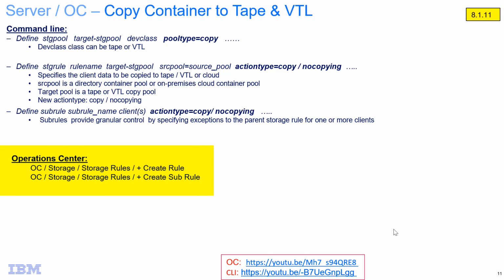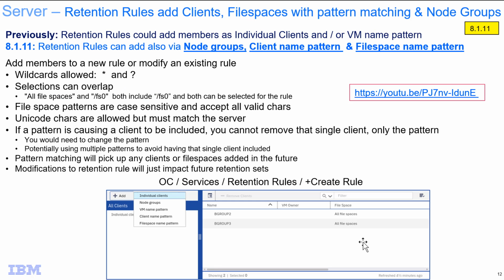or create subrule. The next new feature in Spectrum Protect has to do with retention rules and retention sets. Remember, retention sets are where we take already backed up data and make it into a long-term archive, which is a retention set. Previously, when you generated retention rules, you could specify members of that rule either by an individual client's name or a VM name pattern. In this version, we've extended that to also include node groups, client name patterns, and file space name patterns.